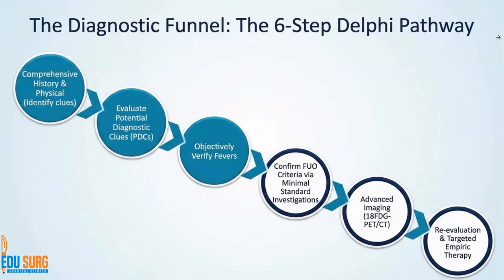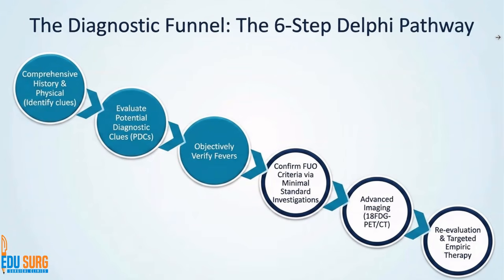So, what is the six-step Delphi pathway that has been recommended in this article? The first step, as always, is comprehensive history and physical examination. Evaluate potential diagnostic clues. This is important because this will point you towards what tests you need to do. Then objectively verify fever, whether it is factitious, whether there is a pattern of fever. We will see this in upcoming slides.